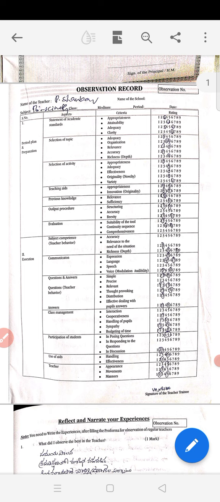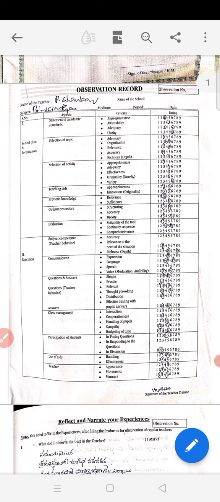Next, we are going to give a rating using the following criteria. Here there are columns for serial number, aspects, criteria and rating. The rating is from 1 to 9. In the observation there are two areas. The first area is period plan preparation, and the second one is execution, meaning application of that period plan in the classroom.